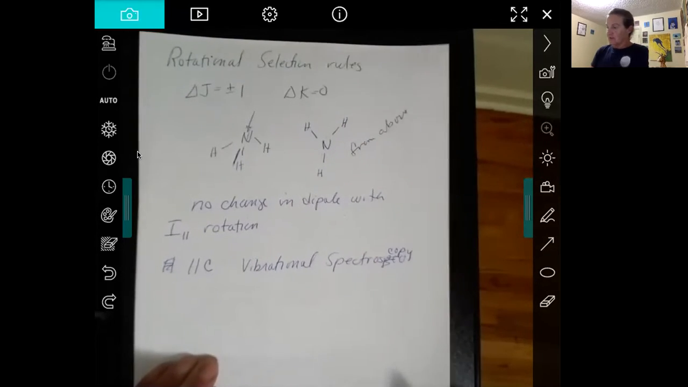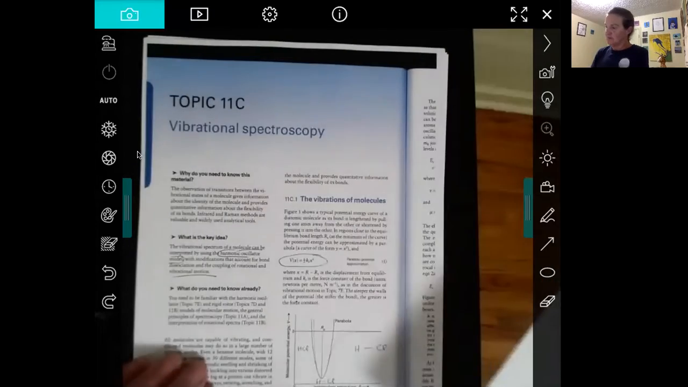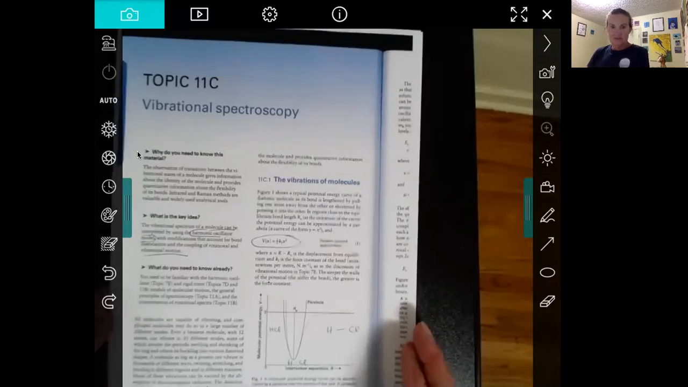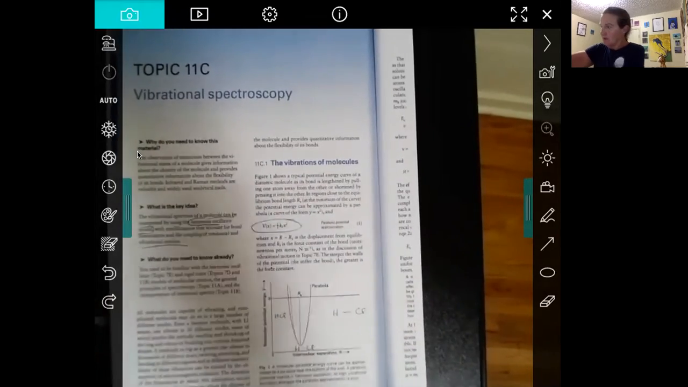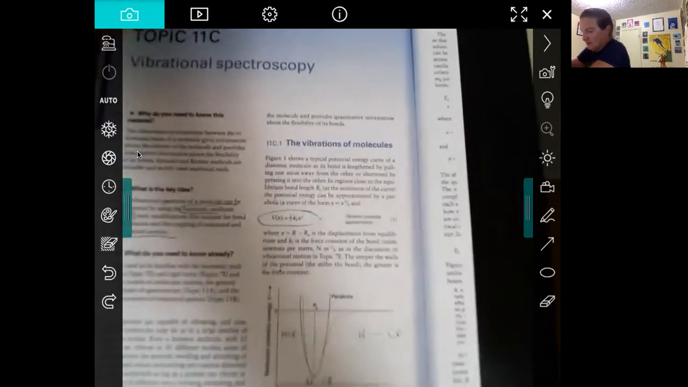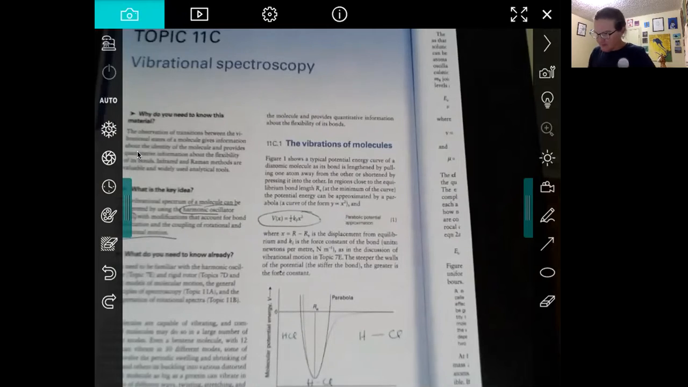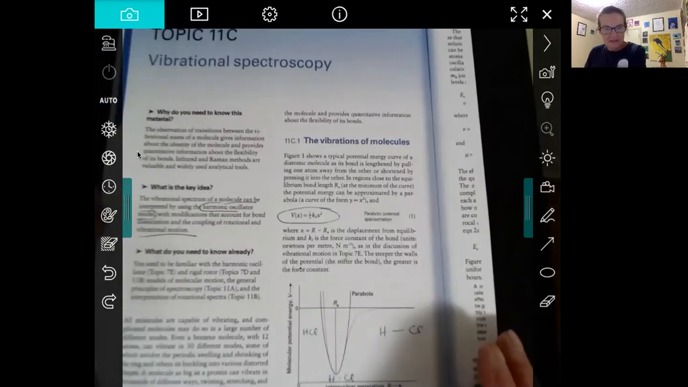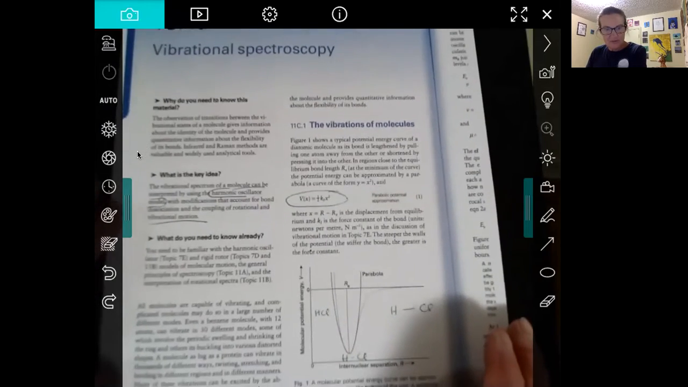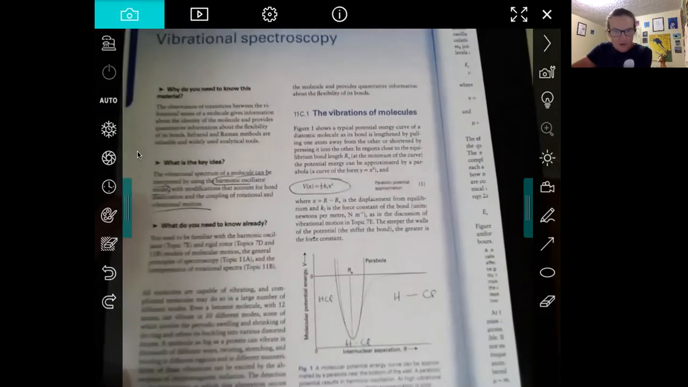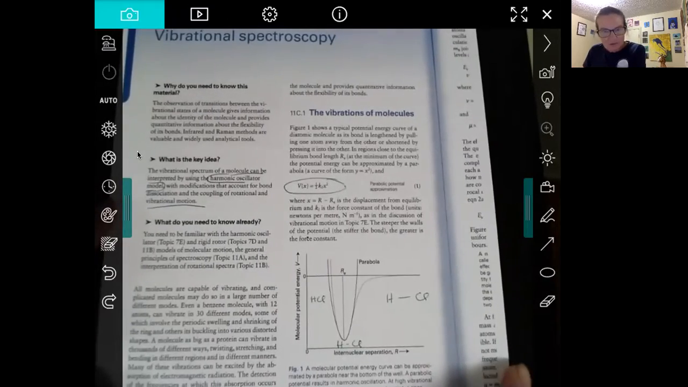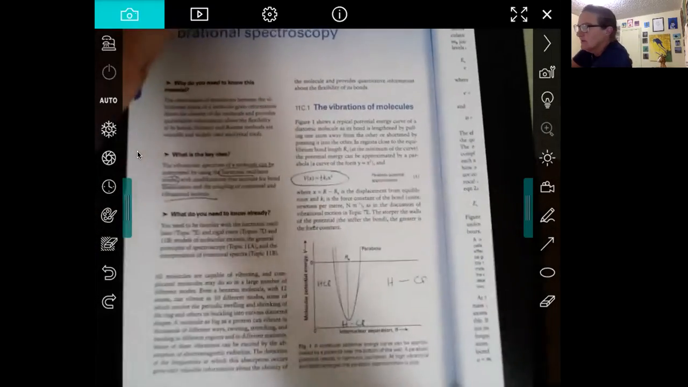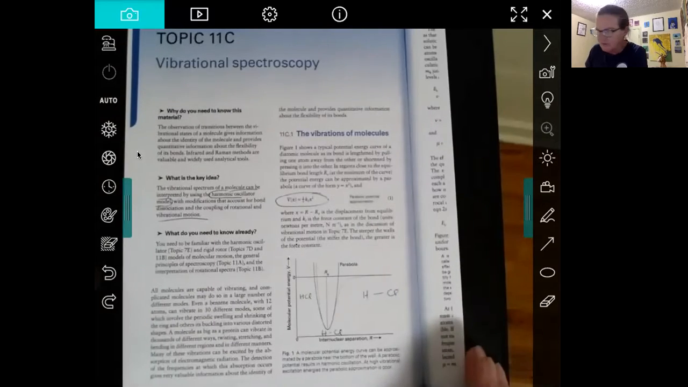So now we're just going to go on and talk about vibrational spectroscopy. This is section 11C. We're going to use most of the time the harmonic oscillator model, and we'll see why in just a second. It's not perfect, but it's pretty good for ground state vibrational states. You may have to follow along in the book to see this more clearly.